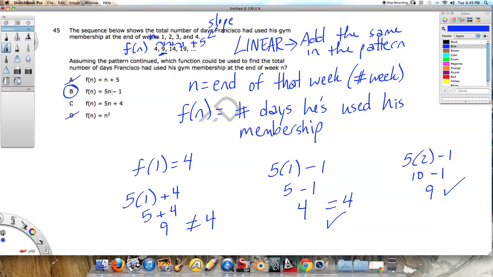So if you're not sure how to do this, take these week numbers, plug them into the equations, and see which one matches up. If you plug in 1 here, 1 plus 5 is 6. That doesn't give us the 4 we wanted, so that one didn't work. 1 times 5 is 5, minus 1 is 4, so that would give us the total. We already saw a second ago that this one gives us 9, so that's not what we want. And if you plug in 1 here, you get 1 squared, which is just 1. So if you just go with the first number of weeks, plug it in, you're going to very quickly find your answer, which is B.